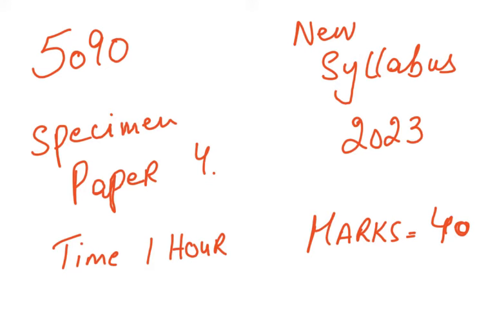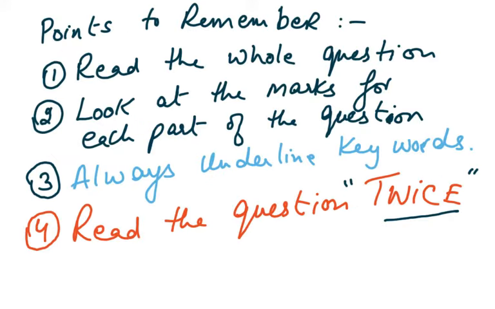in this coming year. Now, before I start discussing the question paper, I want you to remember 4 points. Number one, read the whole question. You must read the whole question because if you're writing something in part A and then you're writing it again in part B, then there is something wrong. You cannot be awarded a mark for the same answer.